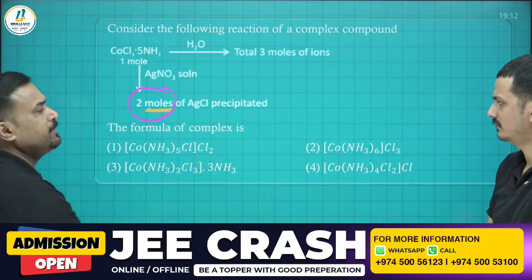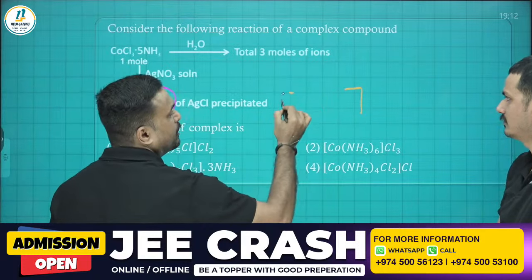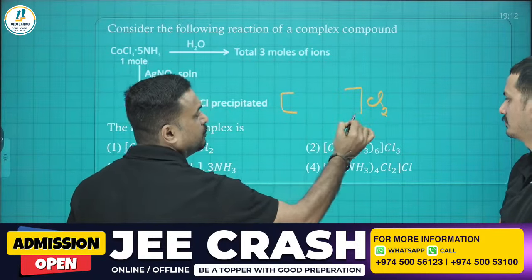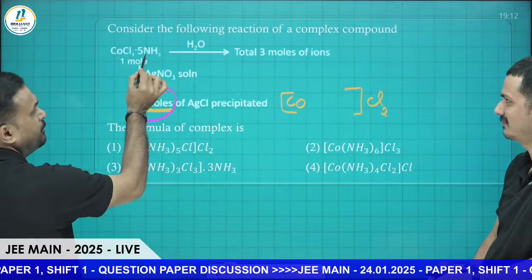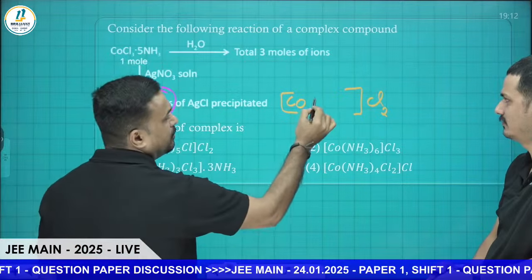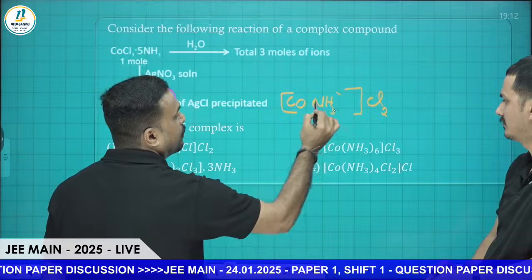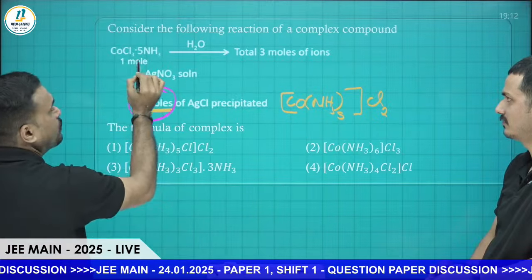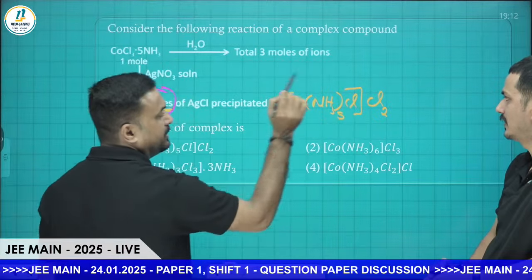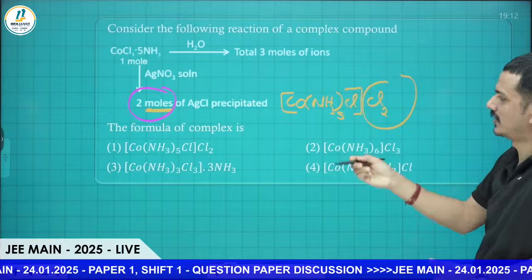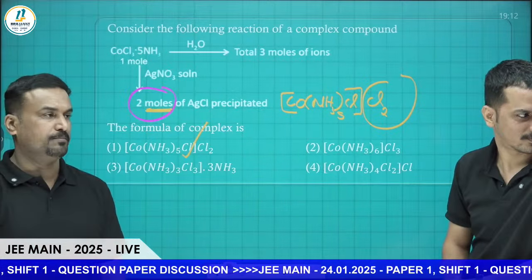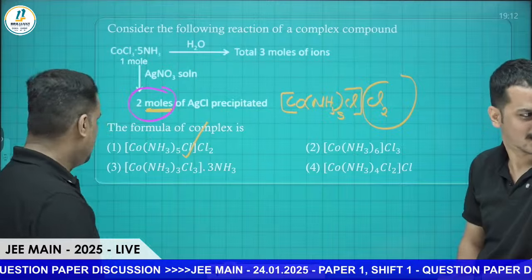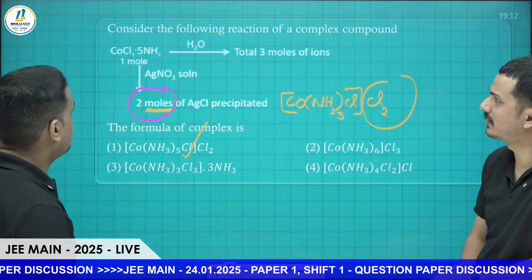2 moles of AgCl precipitated means you put a square bracket first, and outside there should be Cl2. After that you have Co, then NH3 5 times. Total 3 chlorines are there, so 1 should be inside, and outside 2 chlorines are there. Only one option matches, this one. So directly you can go. Move on to the next.